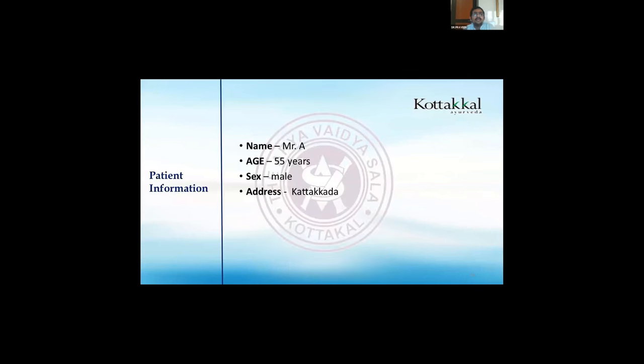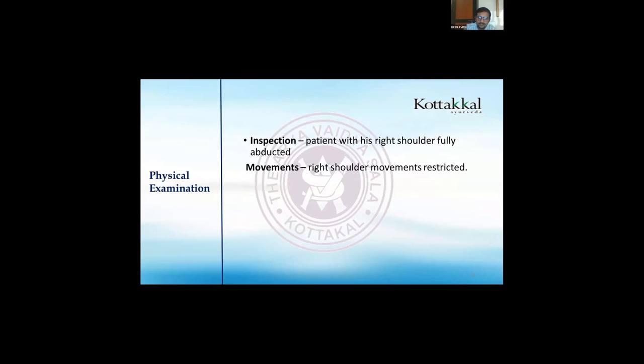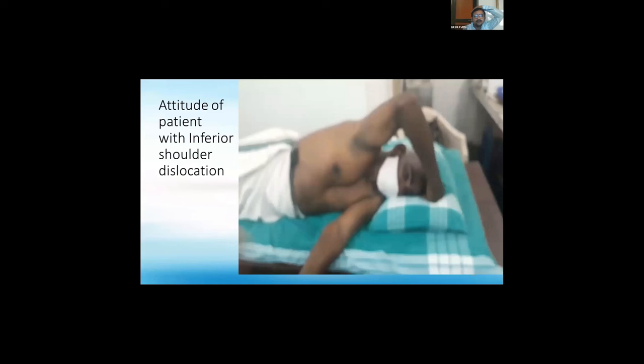So coming to the third case, a male of 55 years had a fall while loading weight over his head, and that caused a dislocation. The patient's right shoulder was fully abducted, the position was like this, and from this attitude we can understand that this is a pure attitude of inferior shoulder dislocation.